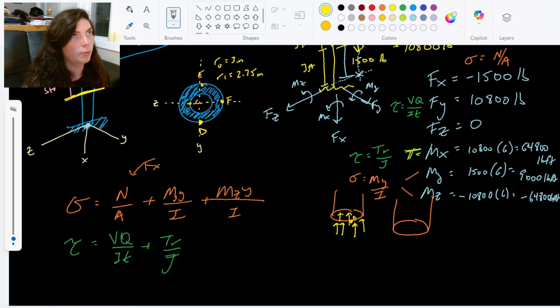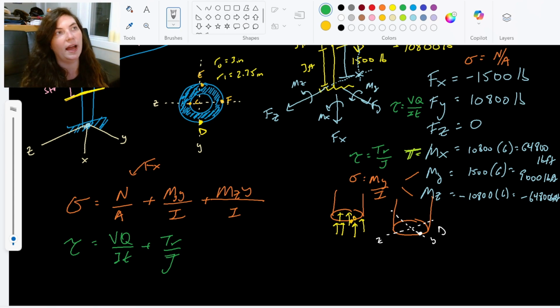Alright, so this next bending moment, My. What do we have going on at My? Here's my z-axis. Here's my y-axis. My point D sits right here. Well, My is contributing a bending stress. What it's doing is we can see it coming up on one side of the y-axis and then coming back down over the other. It's dolphining over the y-axis.